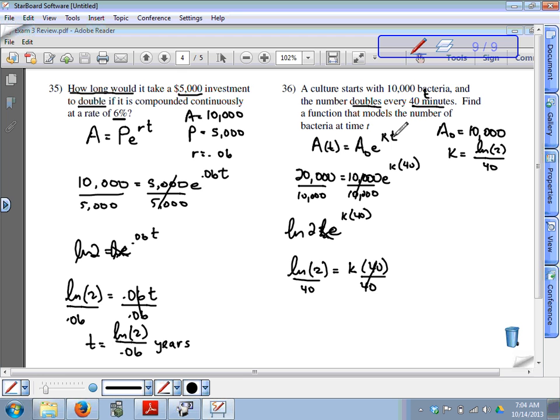So now we can finish our model. We know the value of k and we know the initial amount. So the future amount at any given time t is going to equal 10,000 times e to the natural log of 2 over 40 times t. What this model can now do is predict the future amount of this bacteria at any given time, t.